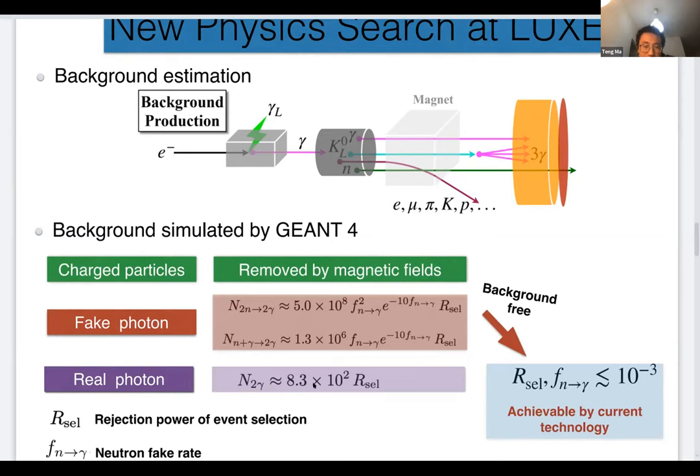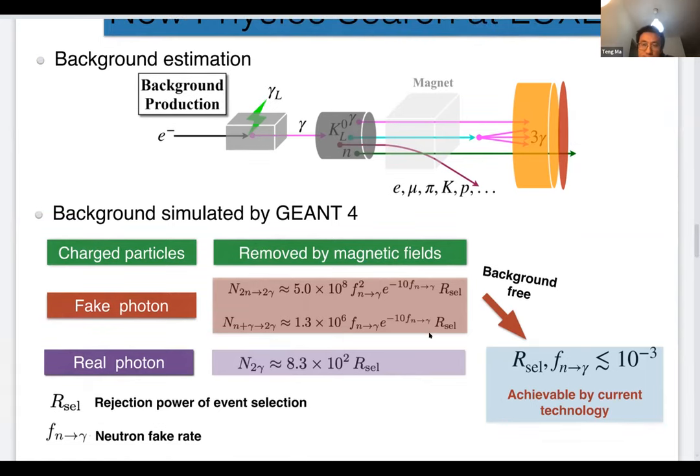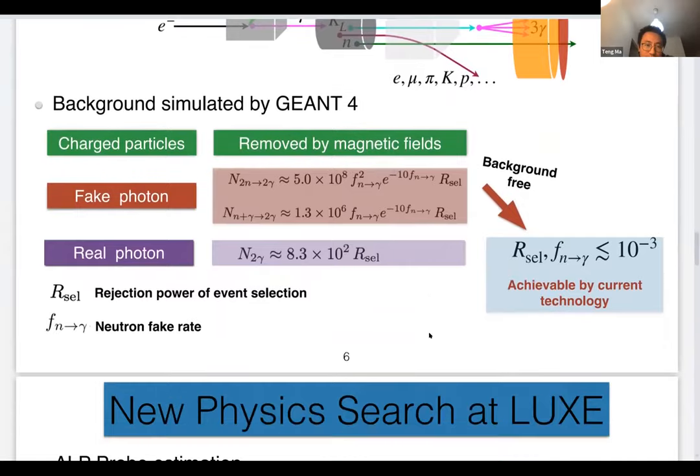Here we suppose that the probability to detect the two-photon background is a Poisson probability. We found that if R_CL and F_n2gamma are smaller than 10^-3, all these background events are smaller than 1. So this requirement can be achieved by the current technology. So in this setup, we can reasonably suppose that the background is free.